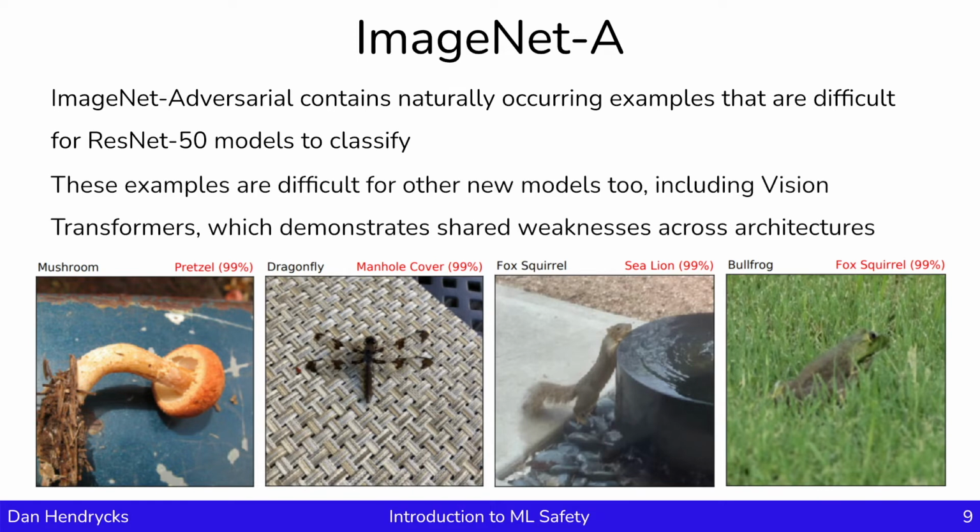It turns out that the error distribution is remarkably consistent across models. So even though these were collected to fool a ResNet-50 model, they actually transfer to various other models, such as vision transformers, which have completely different architectures, and those models also suffer in the face of natural adversarial examples. This demonstrates shared weaknesses across architectures.